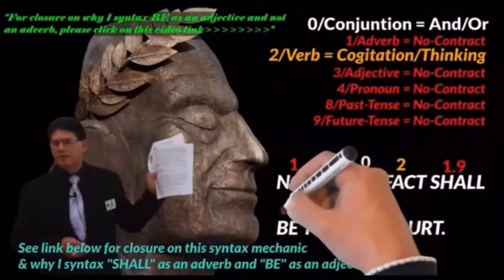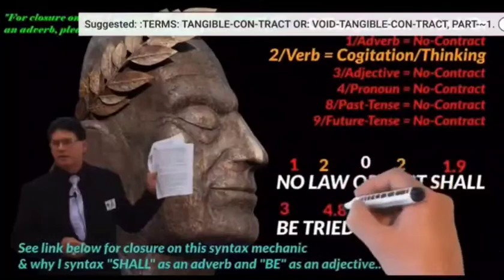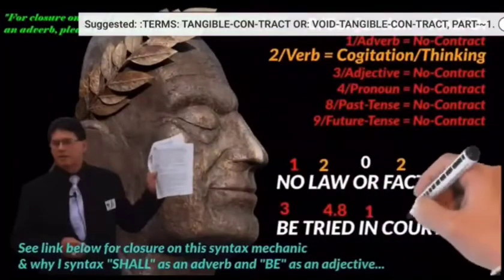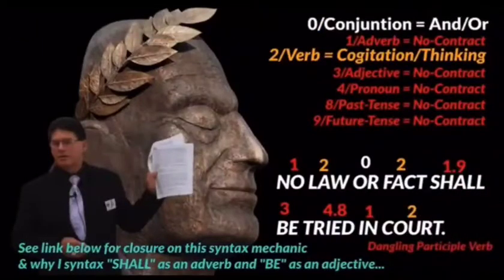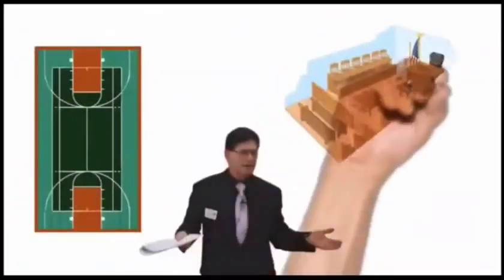Shall is a pronoun, be is an adverb, making try to be a past time verb, in is an adverb, modifies the verb court as a dangling participle. You've got a verb law, a verb fact, and a verb court. You can only have one jurisdiction in court. It's called the least common denominator.